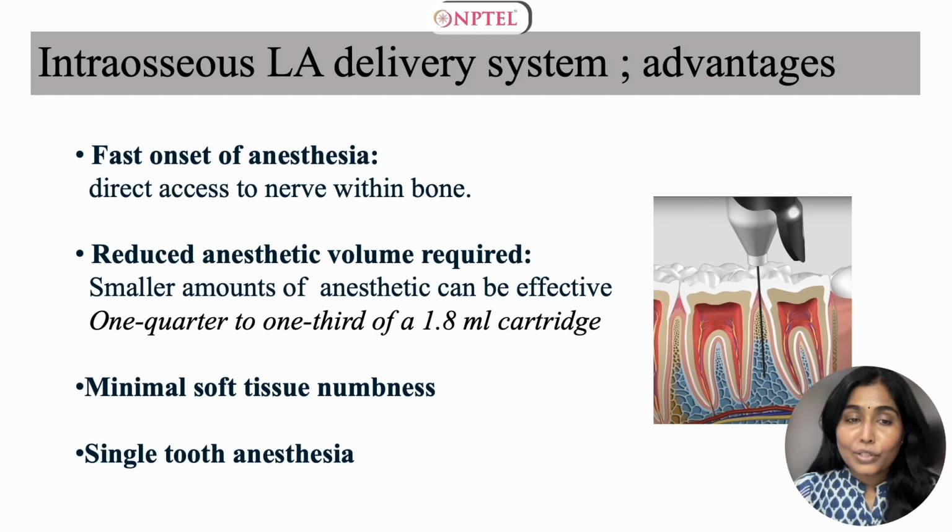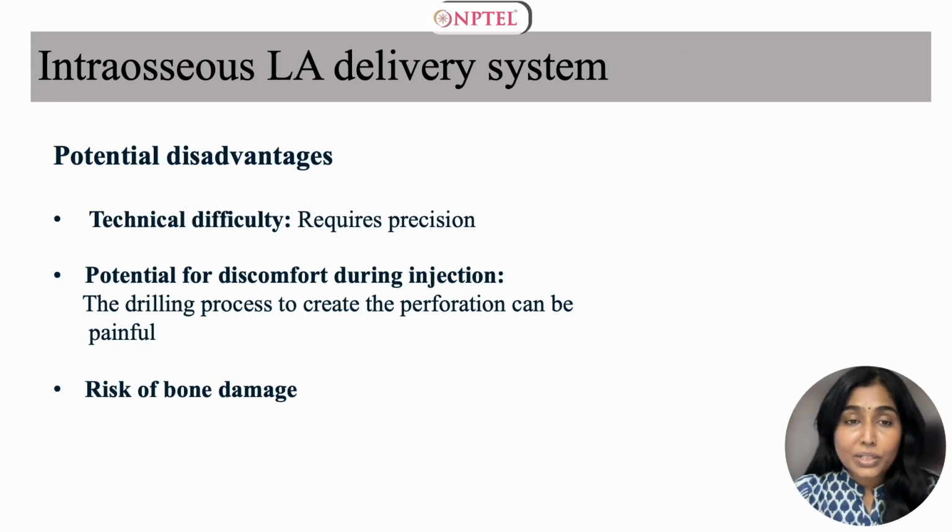Reduced anesthetic volume because these require only 1/4 to 1/3 of a 1.8 ml cartridge. Minimal soft tissue numbness because the effect is localized. It does not reach the lip or the tongue. And it provides single tooth anesthesia. The potential disadvantages being technical difficulty and the potential for discomfort while injecting because of the drilling process. Also, the risk of bone damage in certain scenarios.